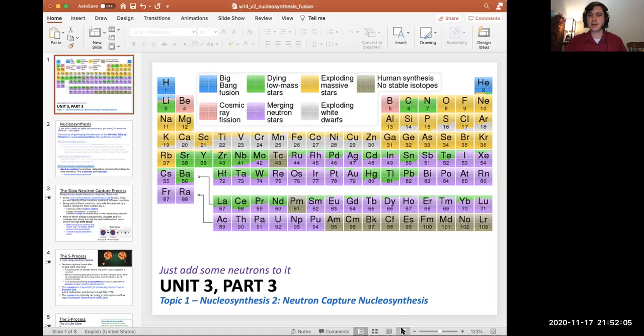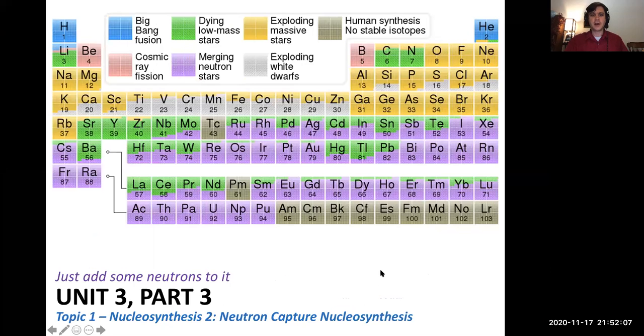Hello, everybody. Let's continue our tale of nucleosynthesis, of generating all the elements on the periodic table. We left off with stellar fusion, creating elements all the way up to iron. Now let's go ahead and fill out the rest of the periodic table, going to another process, the neutron capture process of nucleosynthesis.